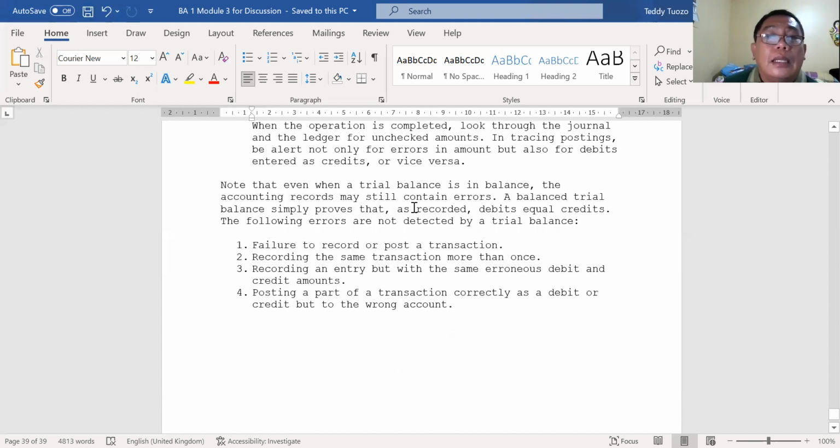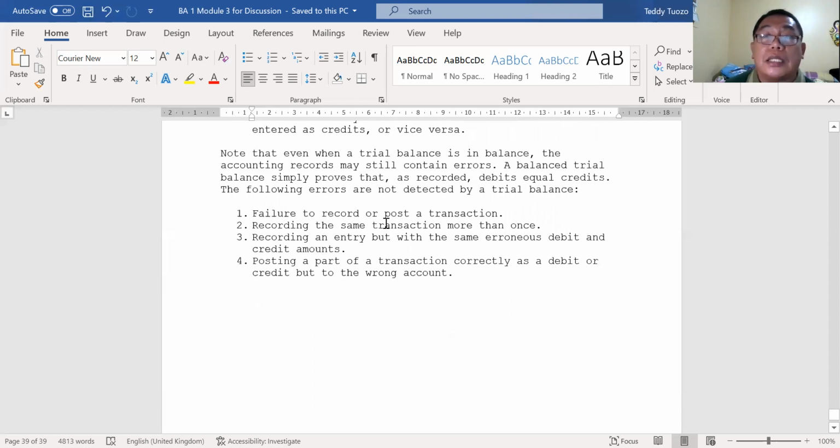Note that even when the trial balance is in balance, the accounting records will still contain errors. So, a balanced trial balance simply proves that as recorded, debits and credits are equal. The following errors may not be detected by a trial balance. Number 1, failure to record or post a transaction.